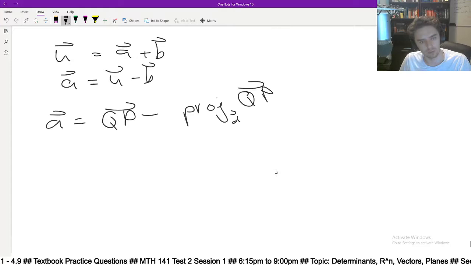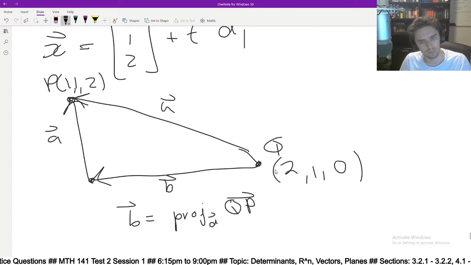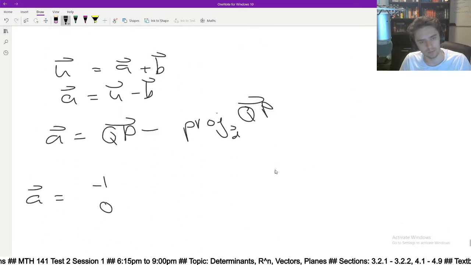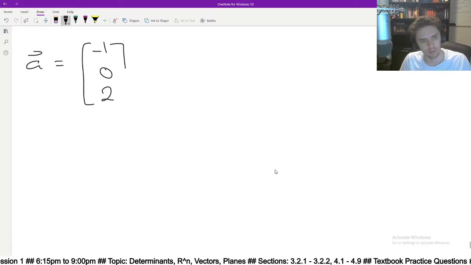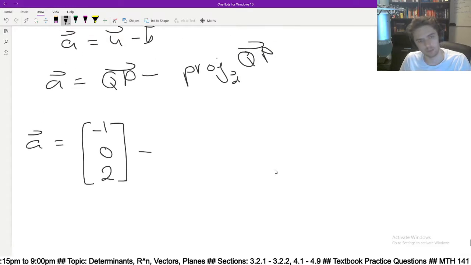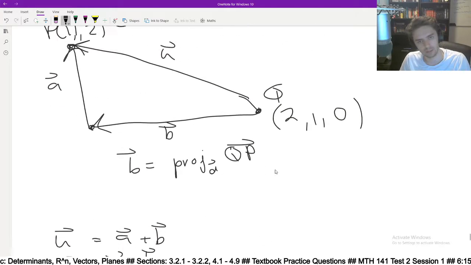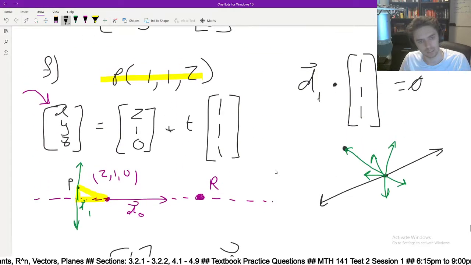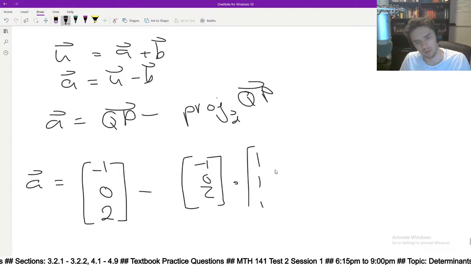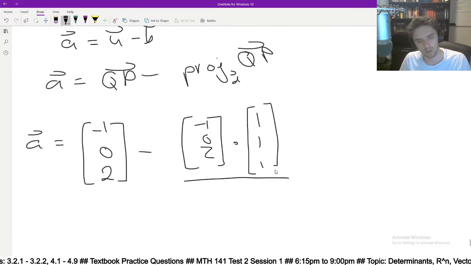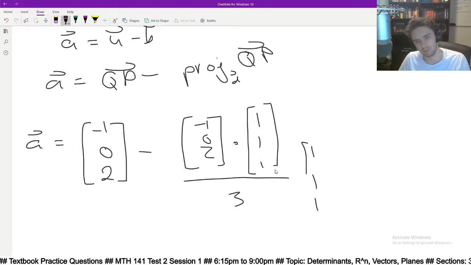1 minus 2 is negative 1. 1 minus 1 is 0. 2 minus 0 is 2. So that minus the projection of QP onto D. So it's going to be negative 1, 0, 2, and then the direction vector of the original line, which is 1, 1, 1. So dot 1, 1, 1 over the magnitude of the direction vector squared, so 3 times 1, 1, 1.